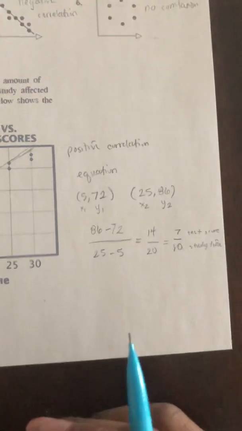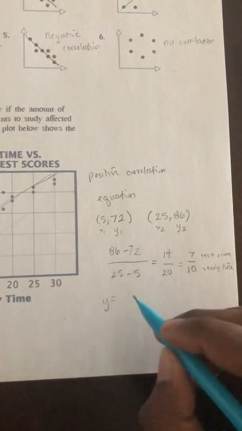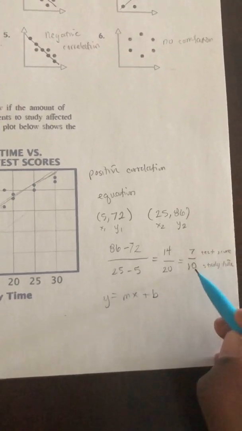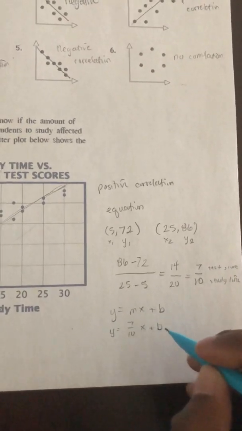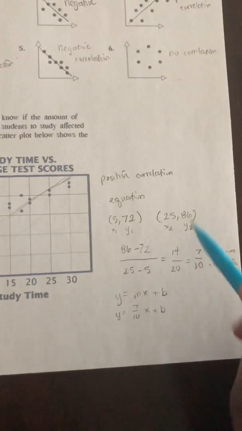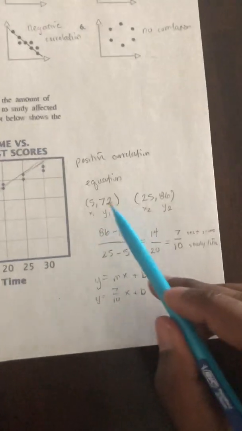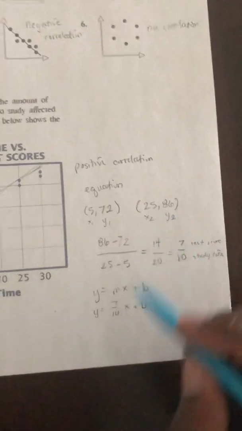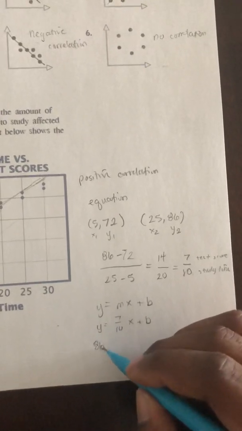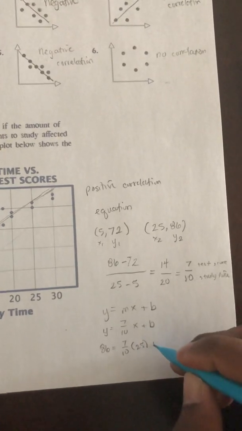But continuing a step further, let's say that we still need to finish this out and we need to find our equation of the line. So just say y equals mx plus b. That's our m. So y equals 7 over 10 x plus b. And then if we had to figure out what the b is, we can plug in one of these points, or choose any one of those points, whatever needs to match up with our line. I'll choose this one. So if I choose this one, that's 86 equal to 7 over 10 times 25 plus b.